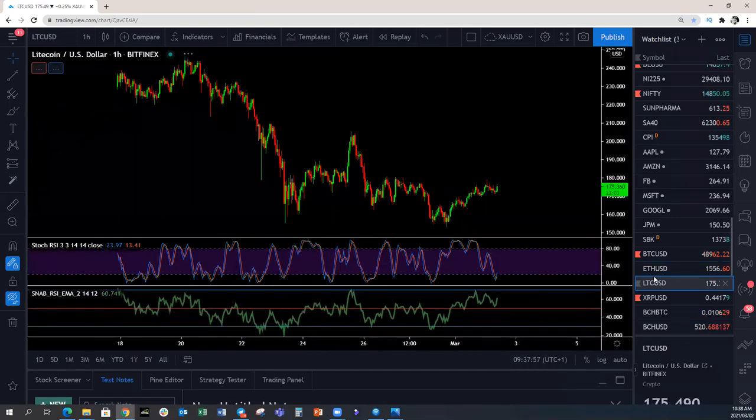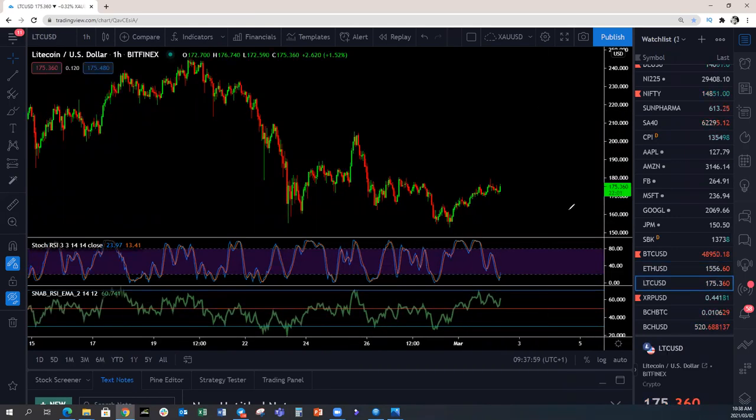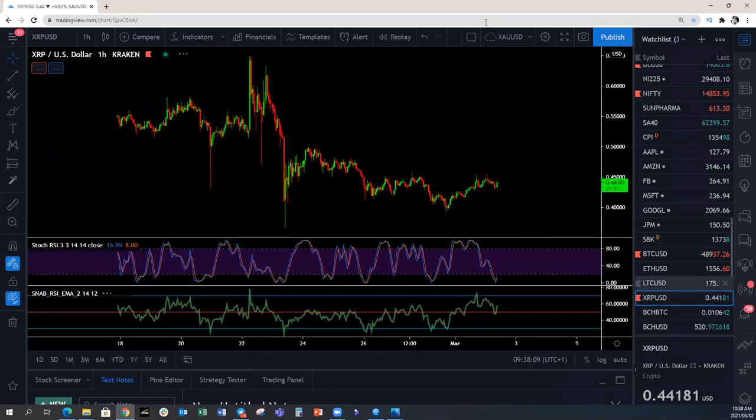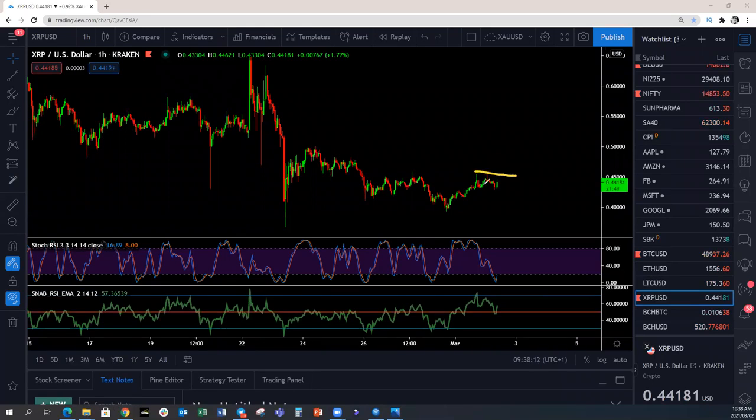Litecoin, same. RSI above 50. We are looking for this to continue higher. And Ripple, same structure. We'll be looking for Ripple to push up higher. We're at the bottom and we're above 50. So we're going to see some upside on the cryptocurrencies in general.